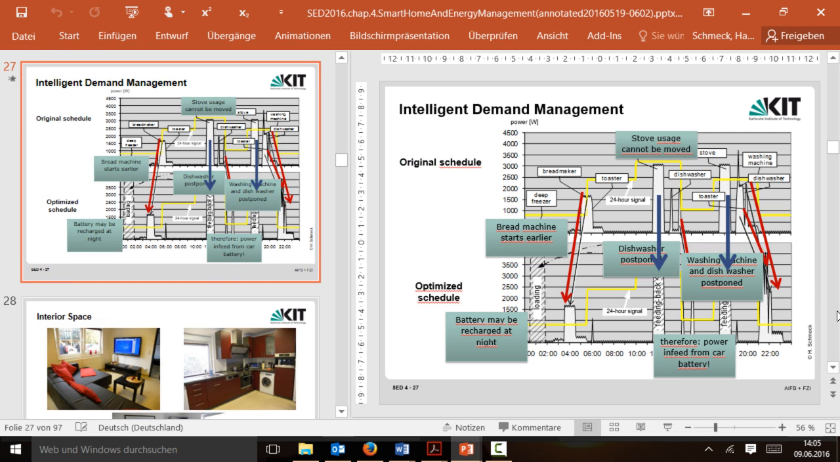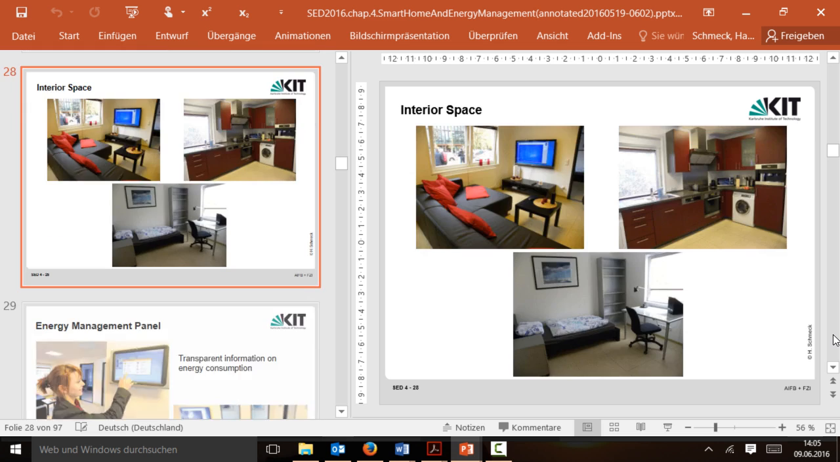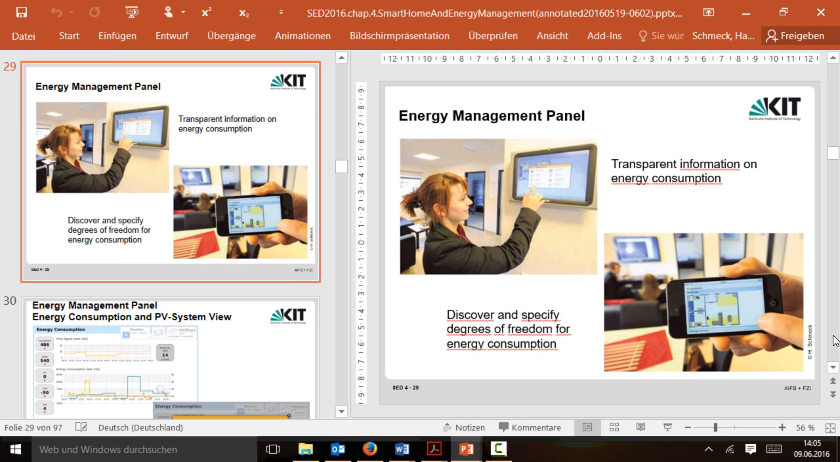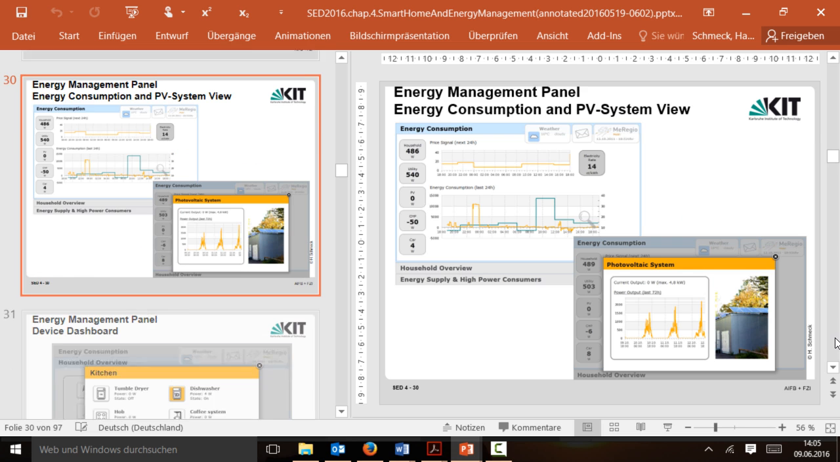And certainly this will not be done manually, but if you have a possibility to modify the runtimes of devices, then this should be done in the most automated way, but certainly with interaction also with the users. And for interaction, we have the energy management panel. I showed you or gave you a view on the energy management panel.